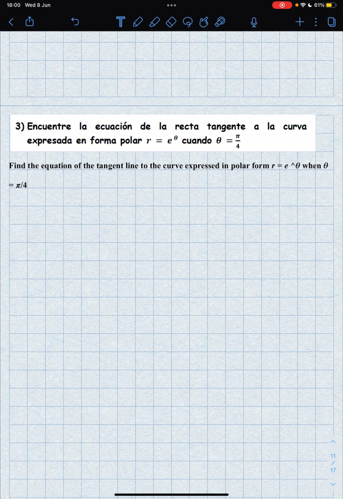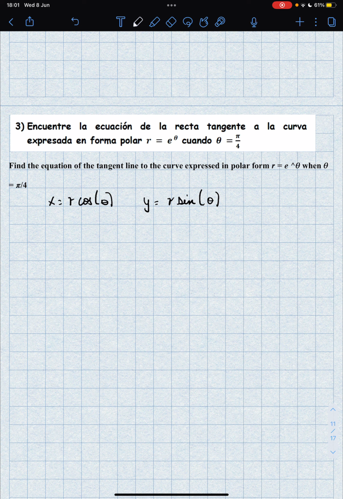Okay, the third problem says that we need to find the equation of the tangent line to the curve expressed in polar form where r is equal to e to the theta when theta is pi over 4. So what we should do here is remember something: you need to remember that x is equal to r cosine of theta and y is r sine of theta.